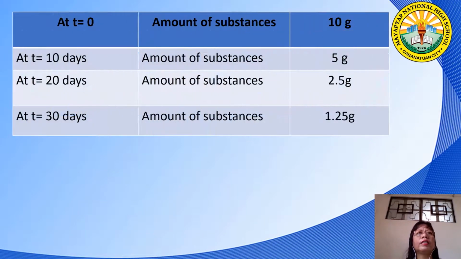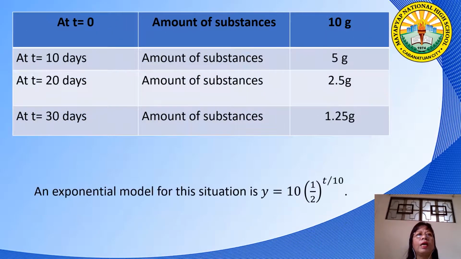Thus we have: initially at t equals 0, the amount of substance is 10 grams. At t equals 10 days, the amount of substance is 5 grams. At t equals 20 days, the amount of substance is 2.5 grams. And at t equals 30 days, the amount of substance is 1.25 grams. An exponential model for this is y equals 10 multiplied by 1/2 raised to t over 10.